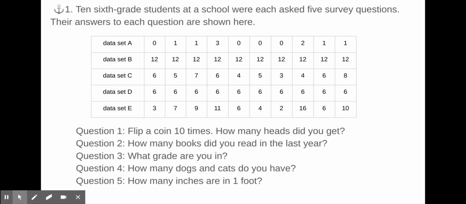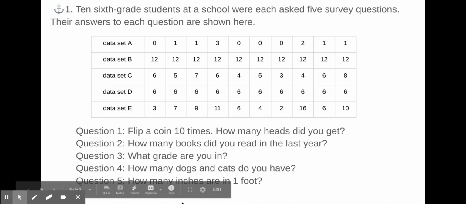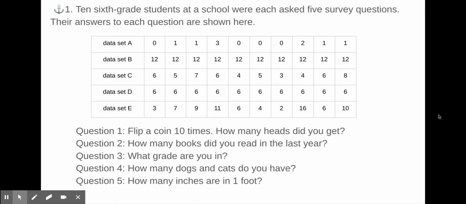Take a moment to read through this anchor problem and figure out which question below matches which data set. All right, now we're going to examine what makes some of these questions statistical.